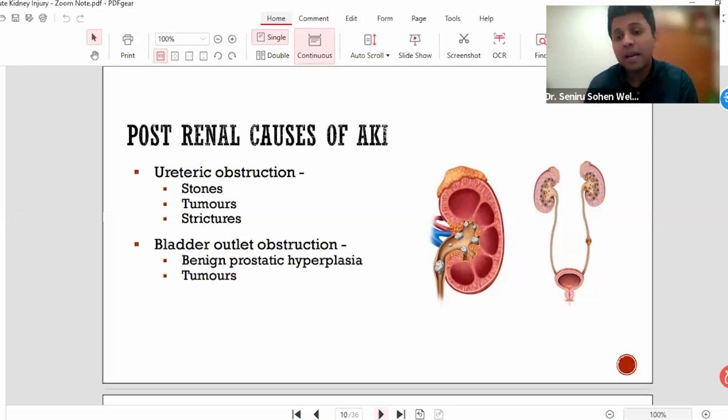Then you have causes of bladder outlet obstruction, and this is very common in elderly males due to benign prostatic hyperplasia. When BPH occurs, it usually causes a distal obstruction and the patient will have significant obstructive lower urinary tract symptoms. Then you can have bladder cancers causing bladder outlet obstruction, as well as huge bladder stones or urethral strictures; again, you can have a bladder outlet obstruction.